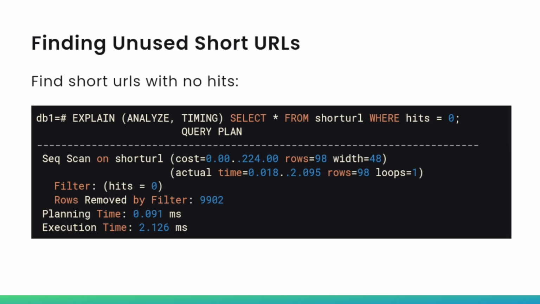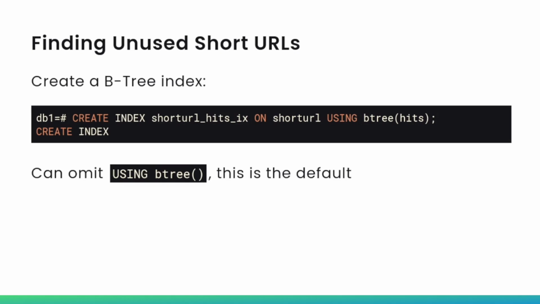If you look at the execution plan, you can see that it took 2 milliseconds and Postgres decided to use a sequential scan on the short URL table. So basically, Postgres scanned the entire table. Now at this point, anybody with a bit of experience with databases would say, hey, that's a very long time. Let's create an index. Let's create a B-tree index on the hits column because this is what we are filtering by, right? So create index short URL hits IX on short URL using B-tree hits.